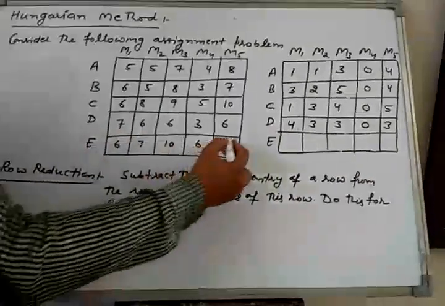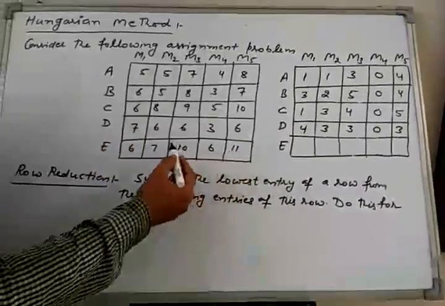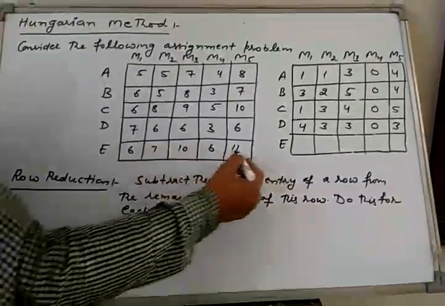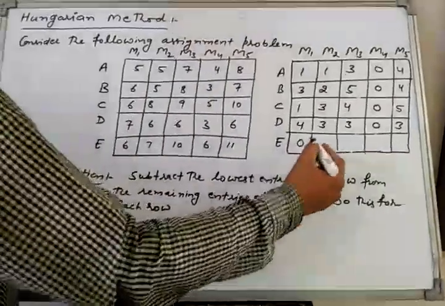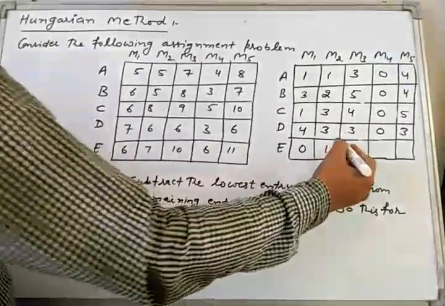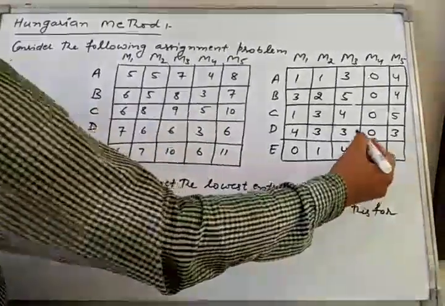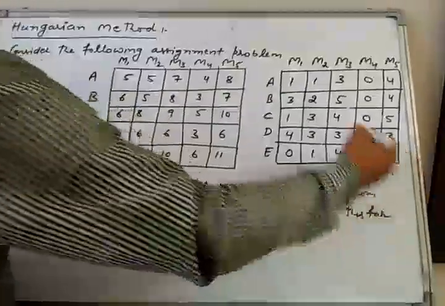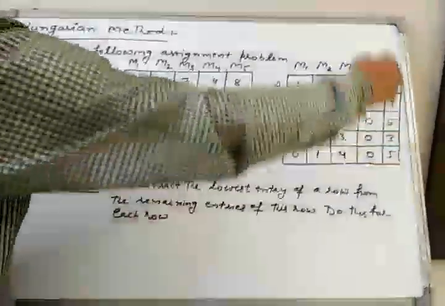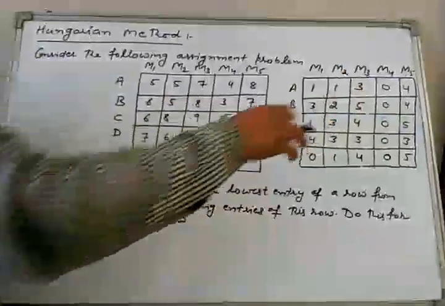The lowest entry of the fifth row is 6. Subtract this 6 from the remaining entries of this row. That is 6 minus 6, 0; 7 minus 6, 1; 10 minus 6, 4; 6 minus 6, 0; 11 minus 6, 5. Now this becomes our row reduced matrix. This is the first step.